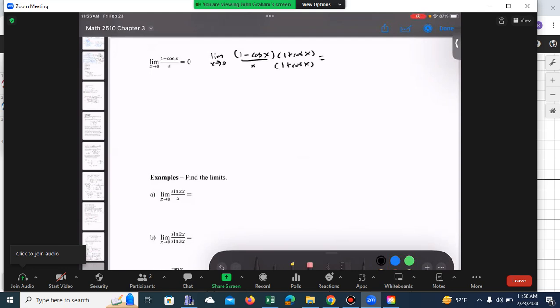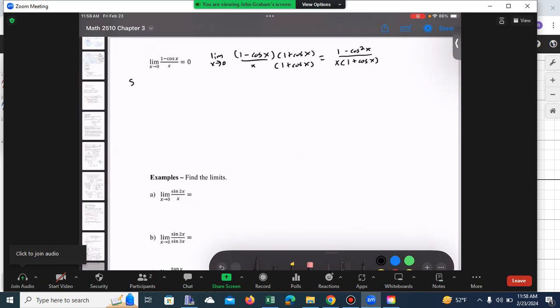So when we multiply this, the middle terms drop out. You get 1 squared, which is 1, and then minus cosine squared x. And the bottom, don't distribute. We're just going to keep it how it is. And again, we're still taking the limit as x goes to 0.